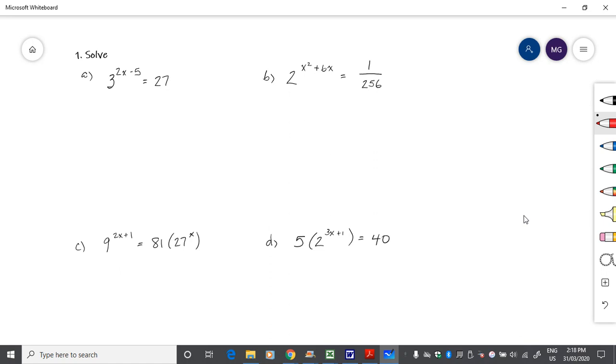3 to the exponent 2x minus 5 equals 27. The question I want to ask myself at the beginning of every single equation I have to solve: where's the variable? I notice that the variable's in the exponent, and that's what drives my motivation. If my variable's in the exponent, I've got to get it out. And one way I can do that is to try to write it as a power equal to a power with the same base.